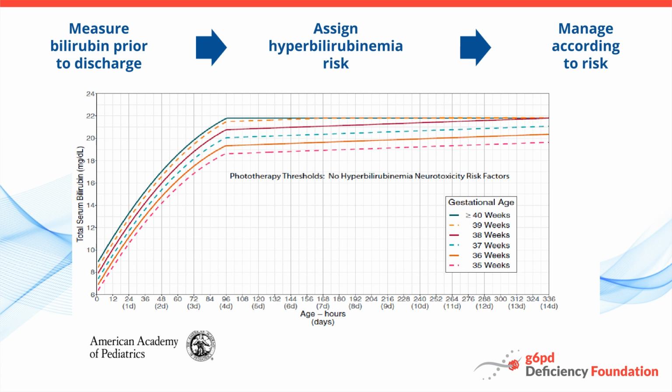Plotting the newborn's bilirubin measurements against his or her age in hours on this nomogram provides critical information about the need for phototherapy. If the neonate's bilirubin falls at or above the threshold line identified for the neonate's age in hours, it is recommended that phototherapy be initiated to circumvent hyperbilirubinemia.